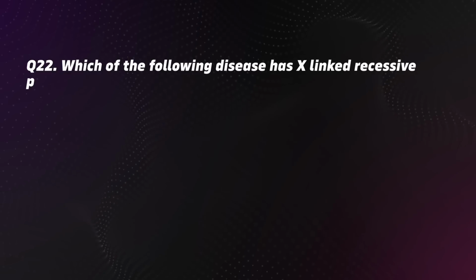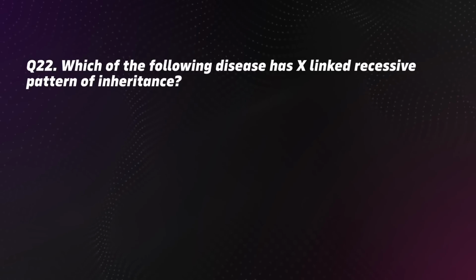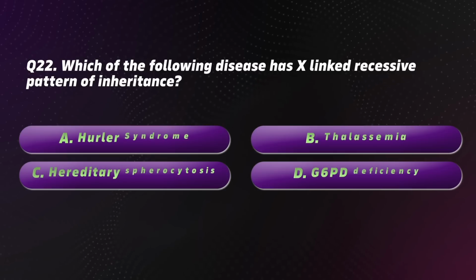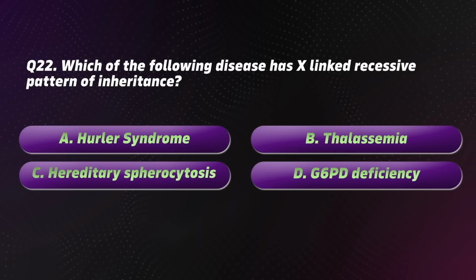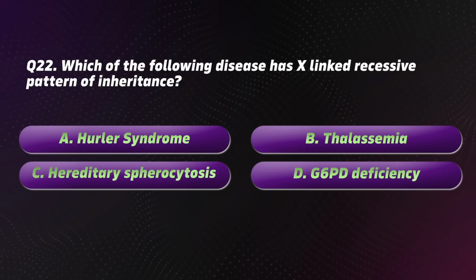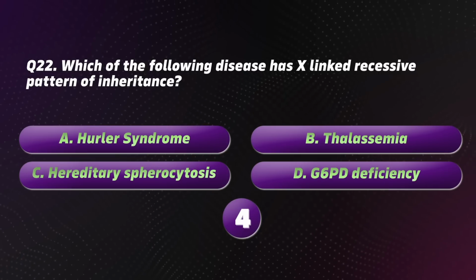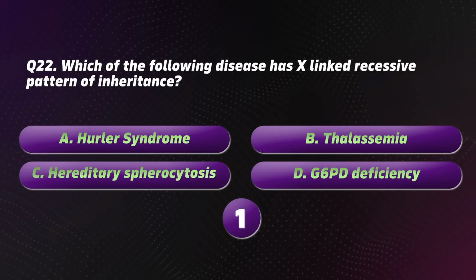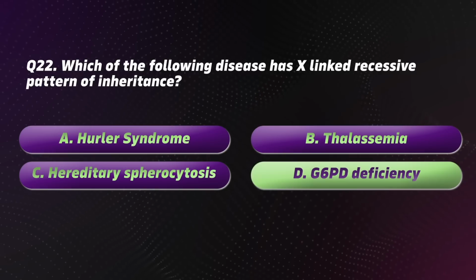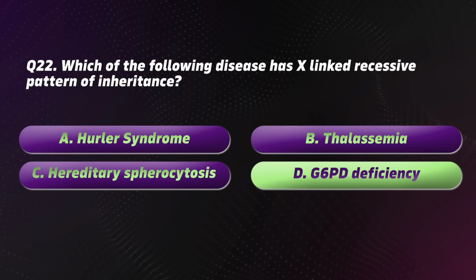Question 22. Which of the following disease has X-linked recessive pattern of inheritance? Here are the options. A. Hurler syndrome. B. Thalassemia. C. Hereditary spherocytosis. D. G6PD deficiency. And the correct answer is option D, G6PD deficiency.